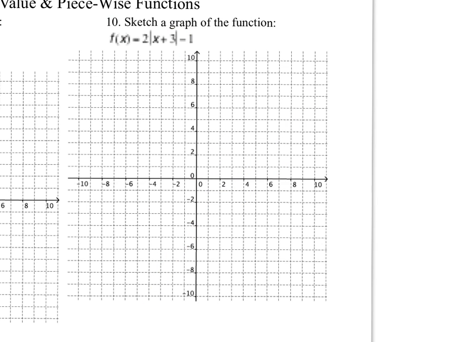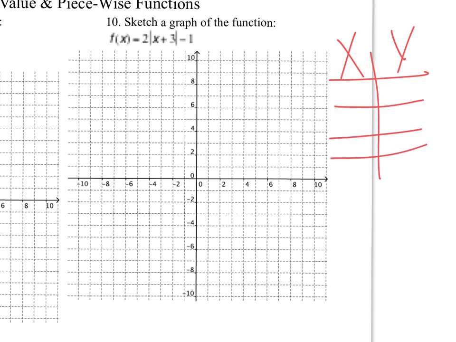Finally, we have a piecewise function. And here I'm just going to make a table. By piecewise, I mean absolute value. And the points I really care about are going to be focused around what makes the inside equal to 0. So in this case, we're going to start at -3. If I plug in -3, 2 times 0, 0 minus 1 is -1. Okay, there's my vertex, -3, -1.